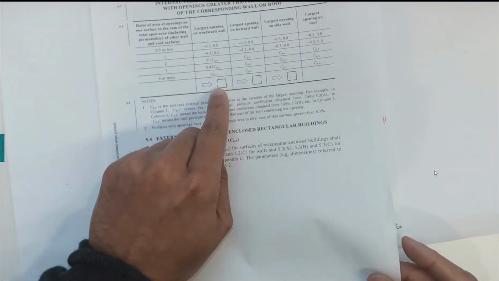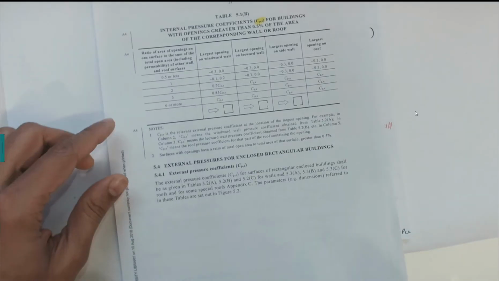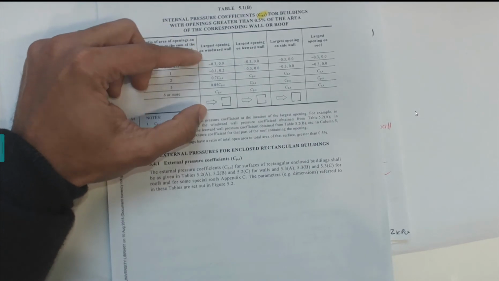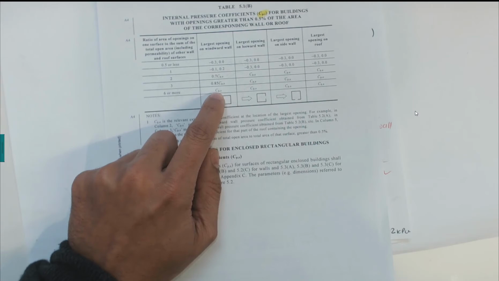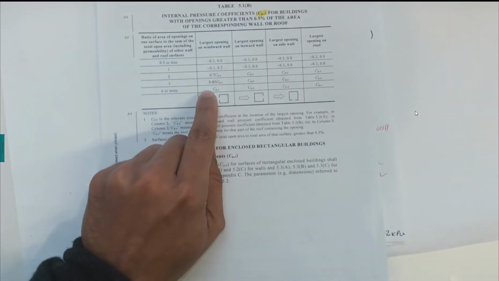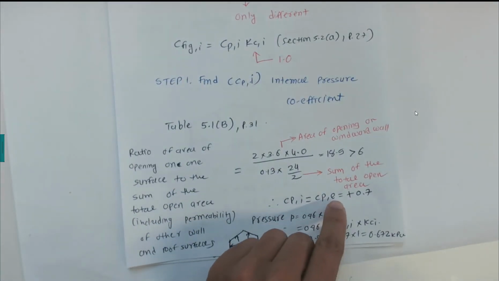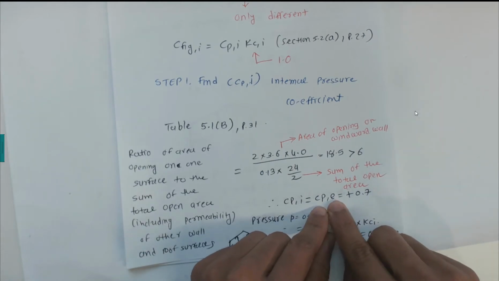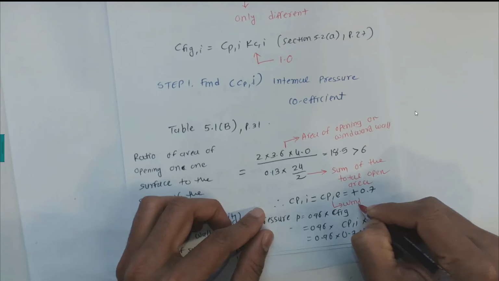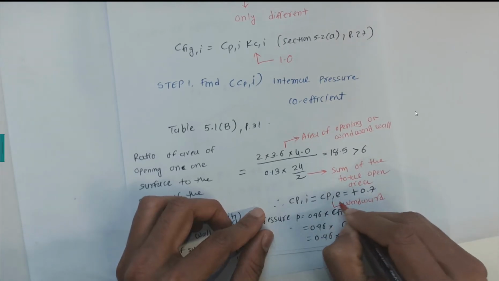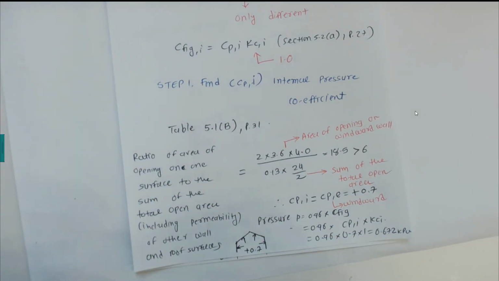Now we have openings D1 and D2. We have the largest opening on the windward wall, so we are going to use this case. So CPI equals CPE, and CPE for windward wall. So this is the case for windward wall, right? Because the opening is on the windward wall. So we need CPE of windward wall, so we calculate the CPE for windward wall.